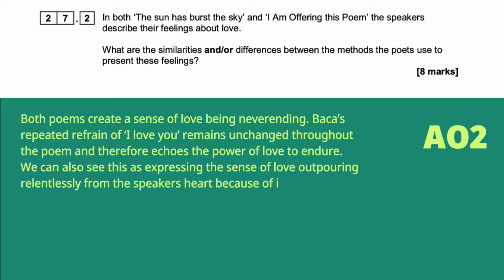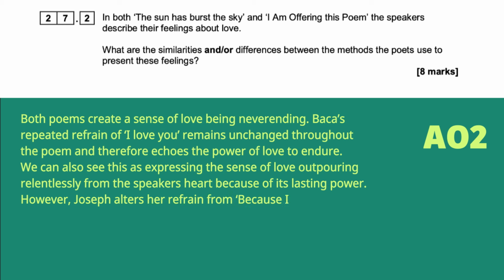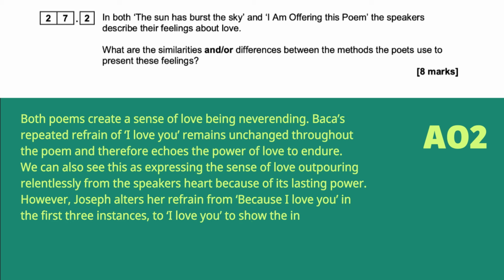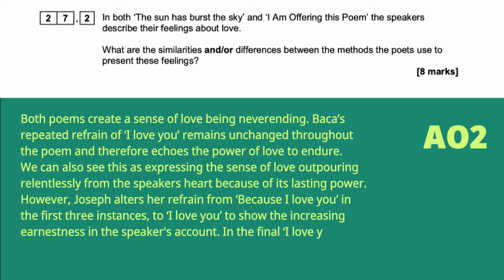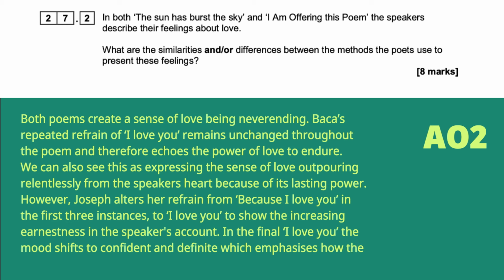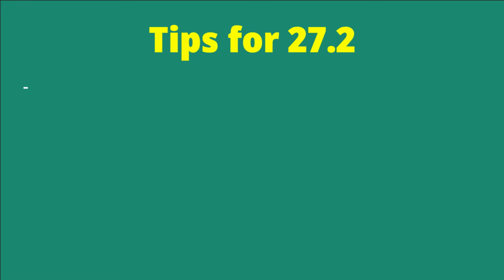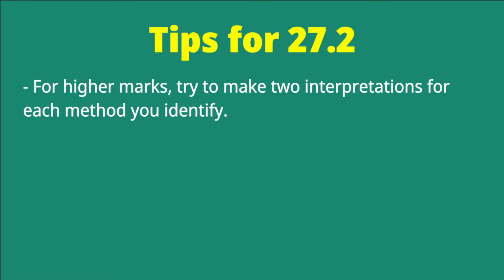its lasting power. However, Joseph alters her refrain from because I love you in the first 3 instances to I love you to show the increasing earnestness in the speaker's account. In the final I love you, the mood shifts to confident and definite, which emphasizes how the poet feels love can also deepen and change with time. Note how the student creates a depth of comparison of techniques by developing 2 interpretations for each quote, allowing them to achieve the higher level analysis marks.